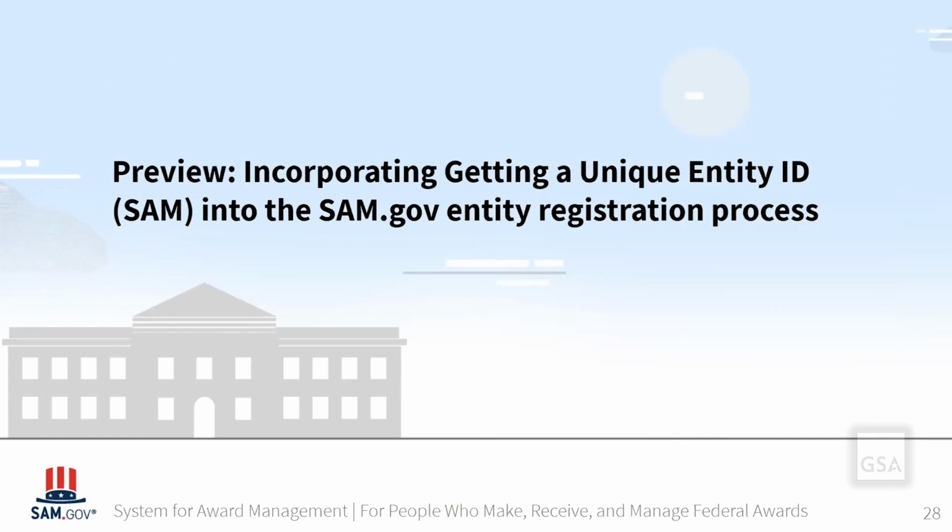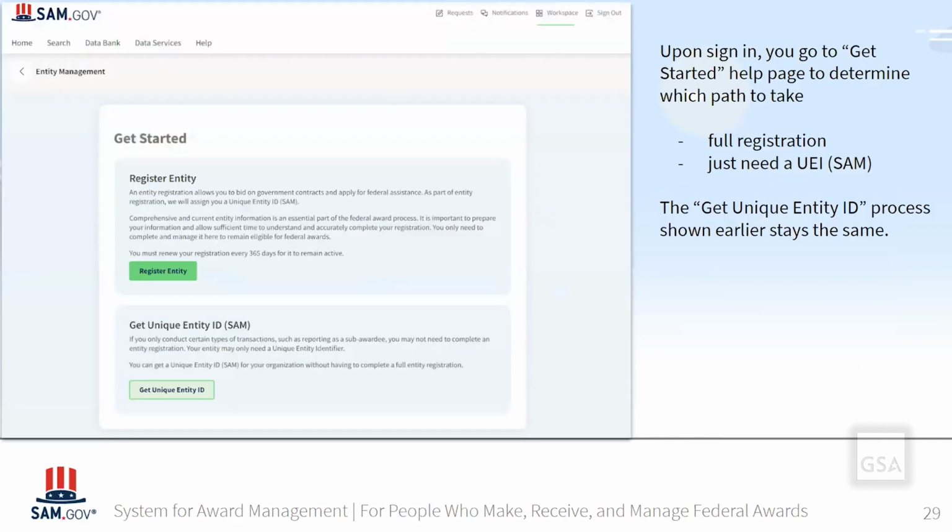The next thing I wanted to show is a preview of incorporating getting a unique entity ID SAM into the full SAM entity registration process. What we're doing here is many of these ideas are, quote unquote, the same. A lot of the requirements are the same. There are just some slight changes towards the beginning and with the validation process itself. And so that's what I'm going to focus on today, that piece of things.